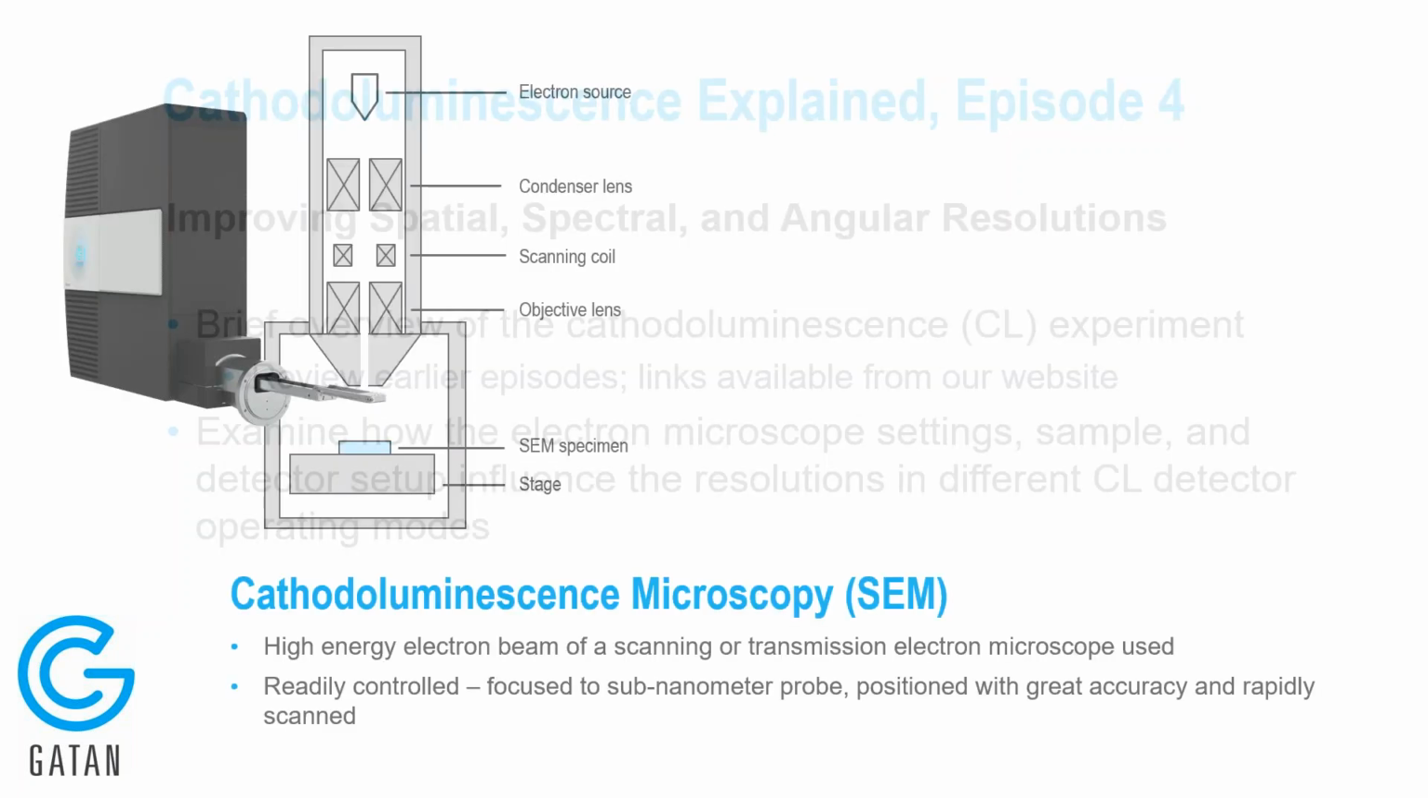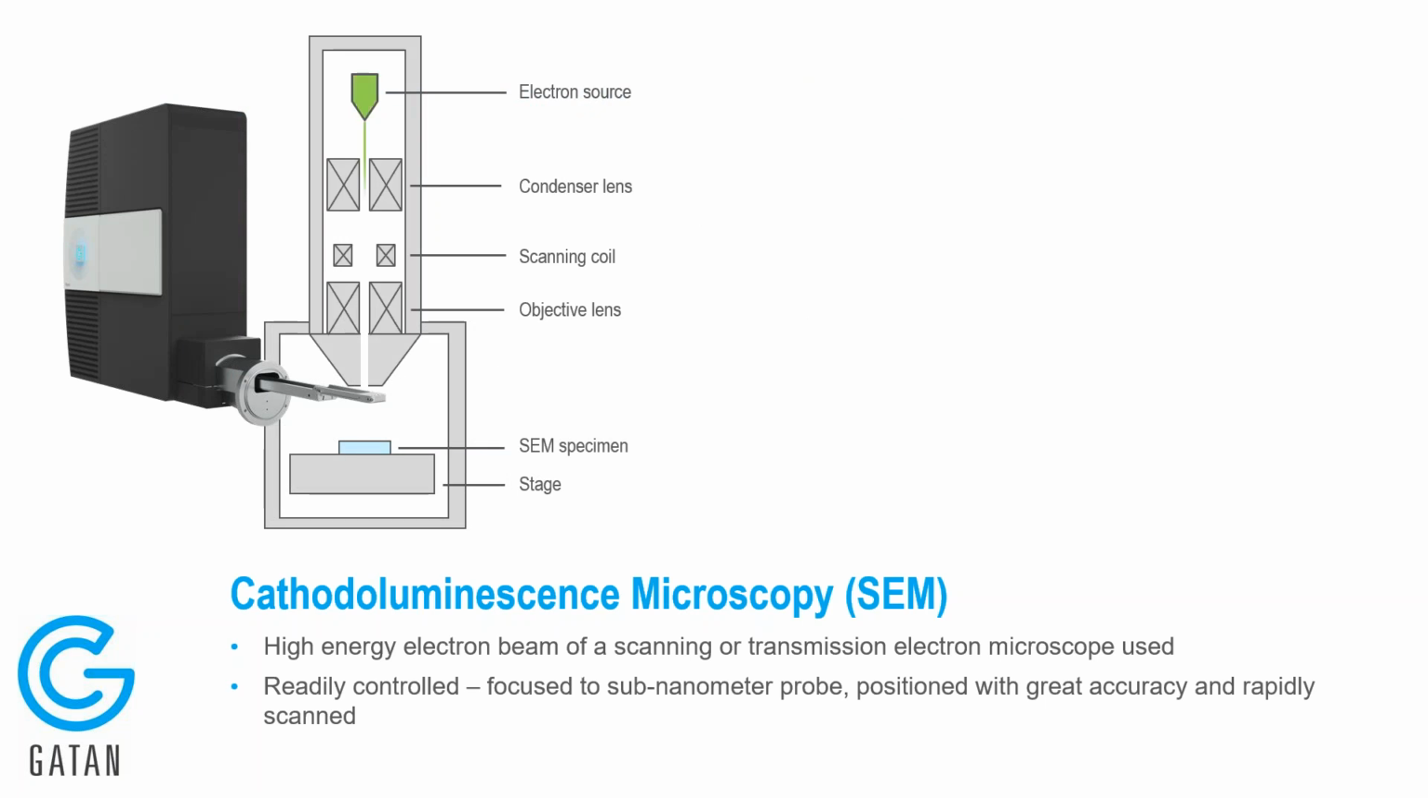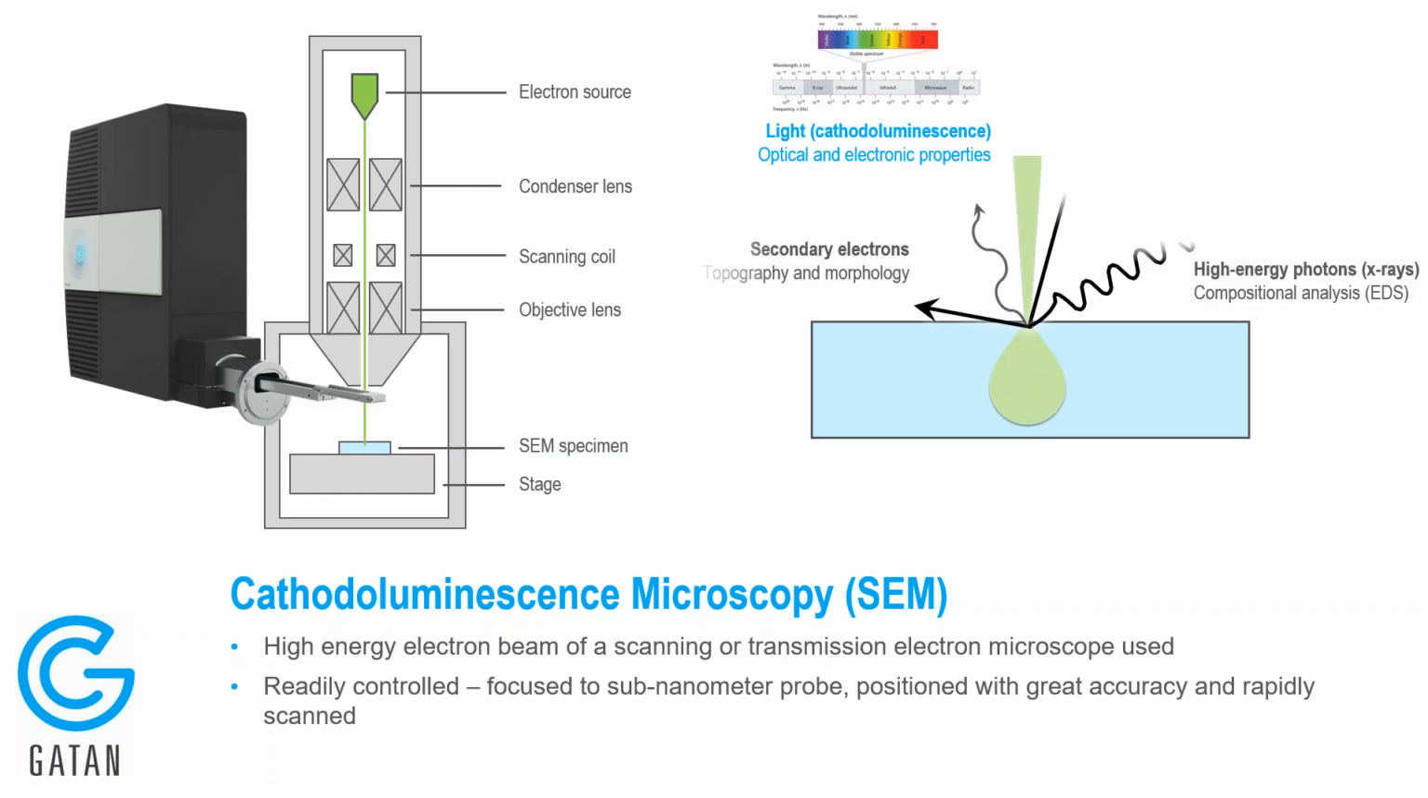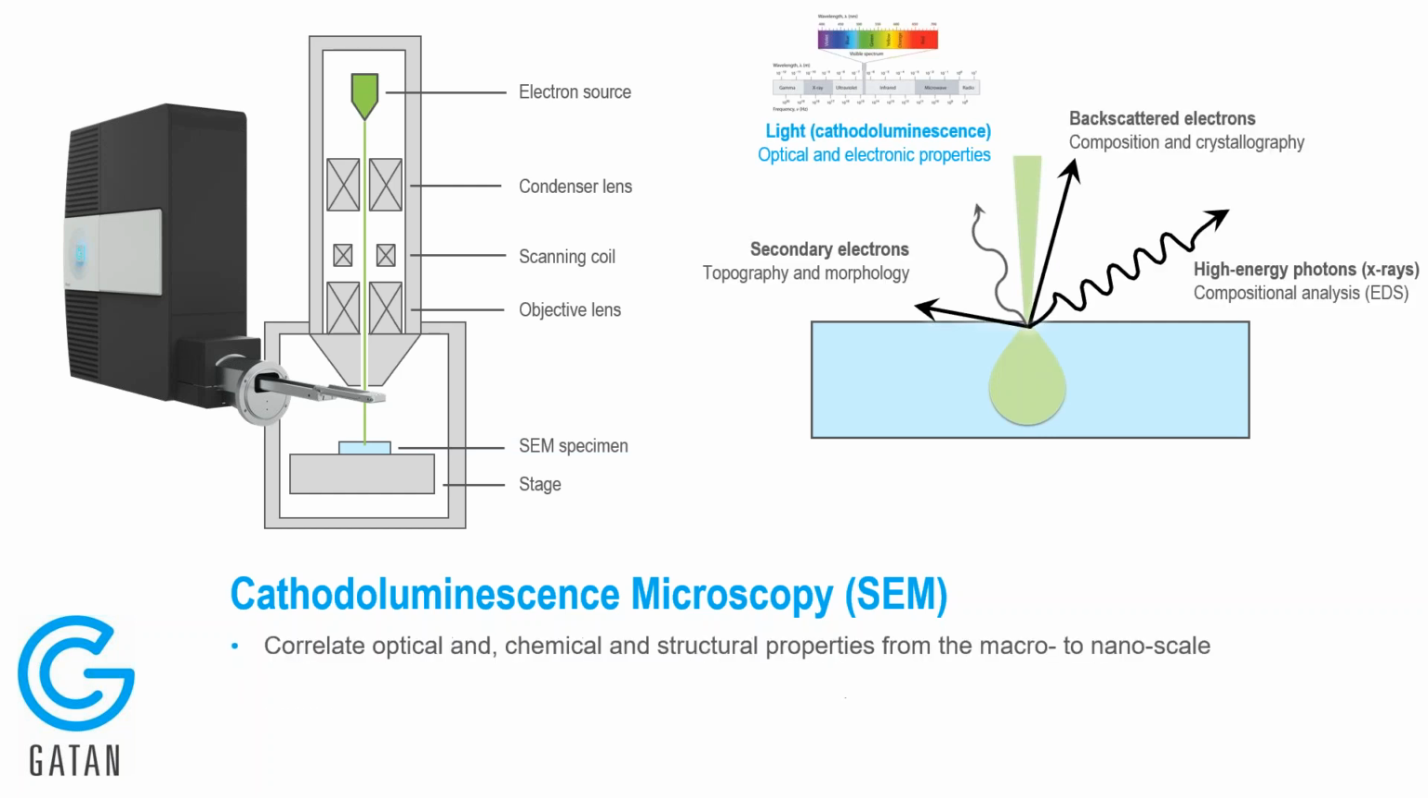So, as a reminder, cathodoluminescence is the emission of light from a sample when it's been struck by a high energy electron beam. And typically we're talking about using the electron beam of an electron microscope, like a scanning electron microscope that I have schematically represented on the left-hand side, but equally it could be a transmission electron microscope too. And to those electron microscopes, we attach some sort of CL detector.